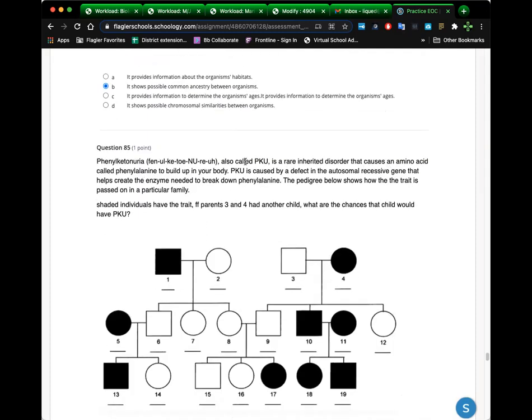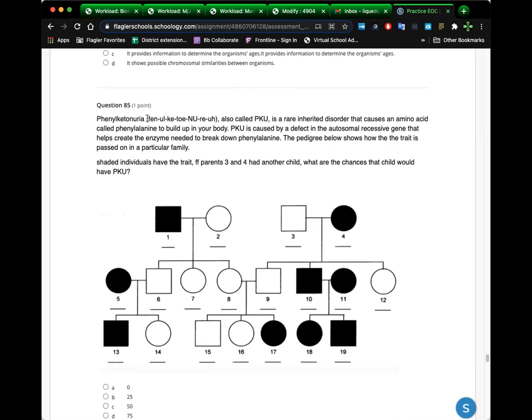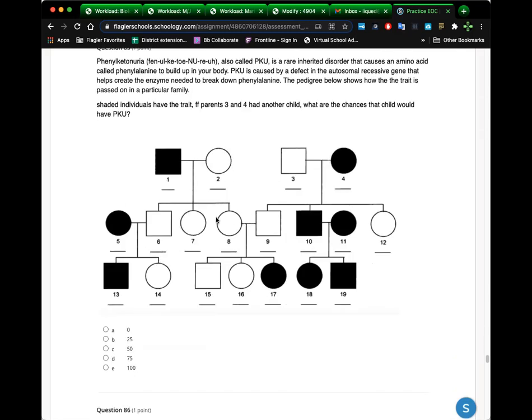All right, PKU. All this fancy stuff about this disorder doesn't really matter. All you need to know is whether it's dominant or recessive. PKU is a recessive trait. When you're looking at a pedigree, it's going to tell you if shaded is recessive or unshaded is not. Generally, the shaded ones are recessive. So the only way to have that recessive would be two little p's.